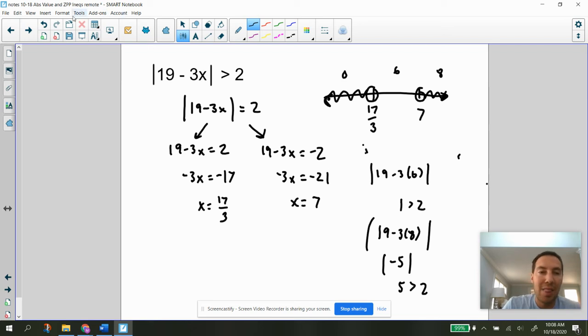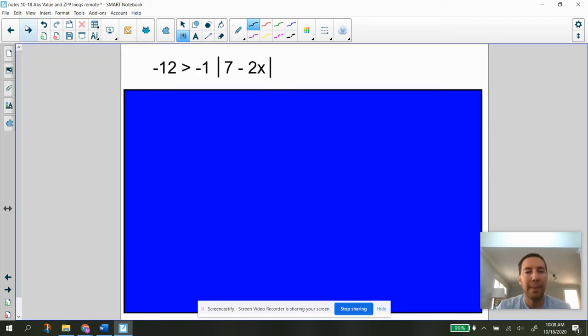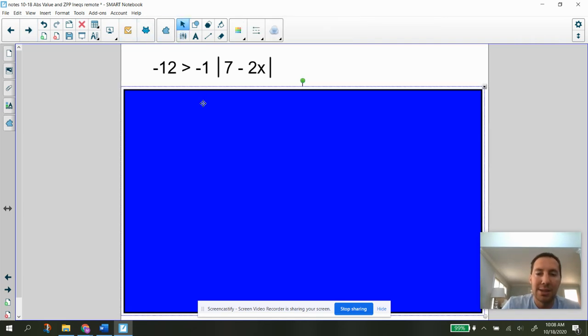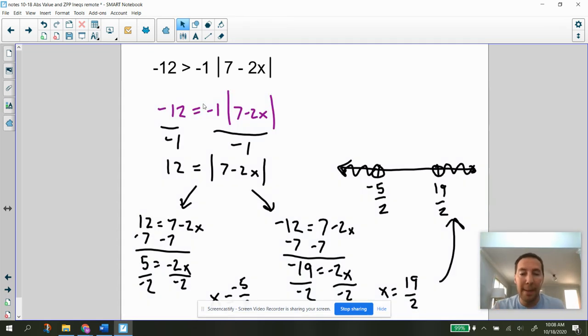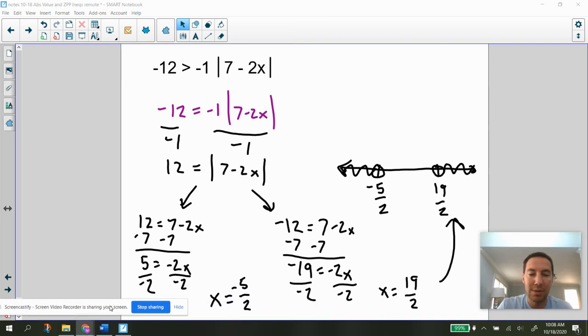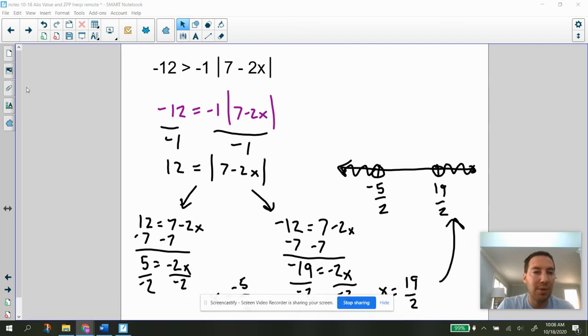All right, try this one on your own. Pause the video, come on back, and this one has a lot. Let's see what you get. Did you get less than negative 5 halves and greater than 19 over 2? If so, nice job. You can see down there. All right, let's keep it going.